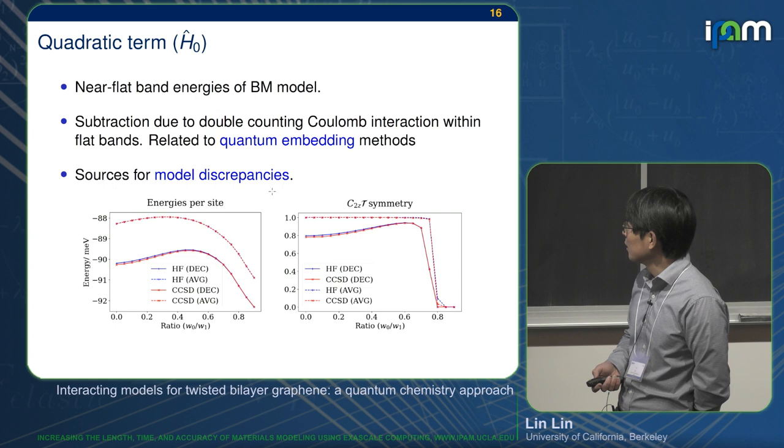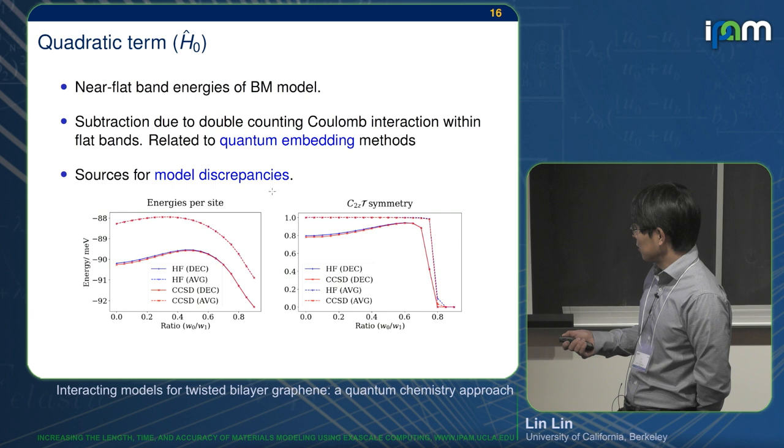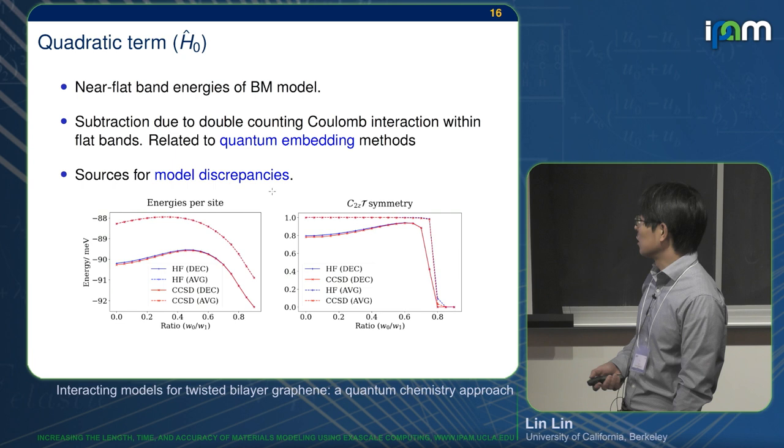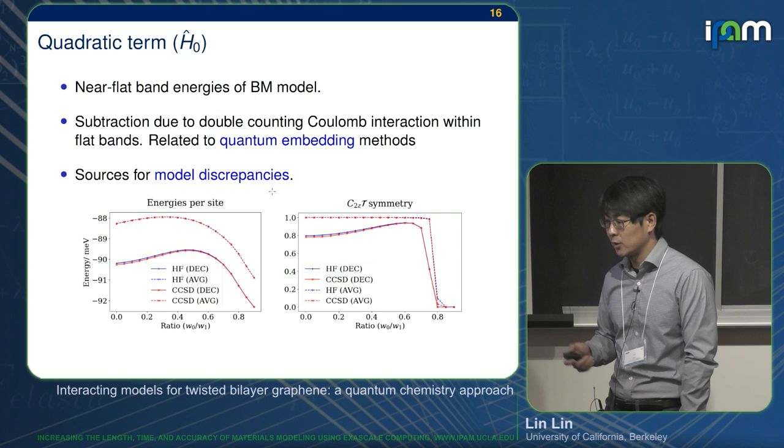To give you an example, if you look at the Hartree-Fock and the coupled cluster calculations, there should be four curves, but they are separated into two groups. This corresponds to two different double counting schemes. One is called the average scheme, led by some groups such as Andrei Bernevig from Princeton, and the other is the decoupled scheme, championed by Max Scheurer, MacDonald, and other groups. So different groups have different choices, but you can see that the discrepancy is non-negligible.